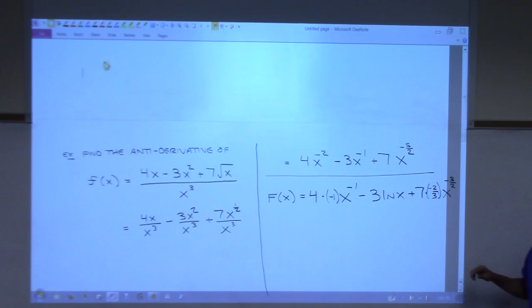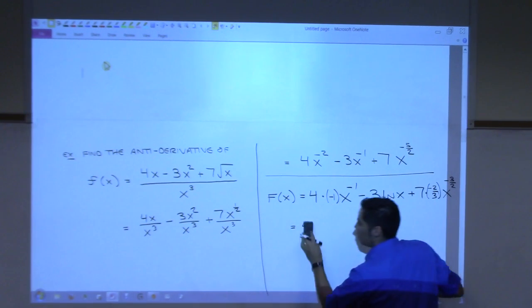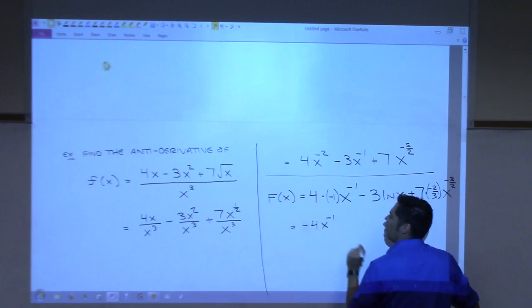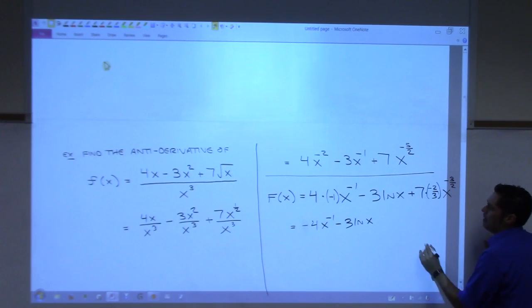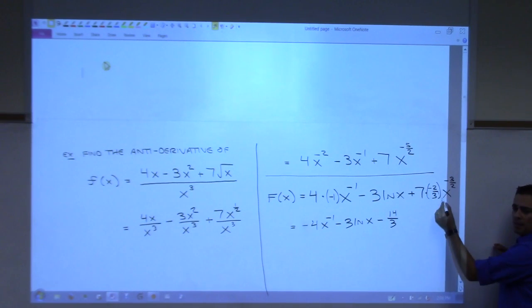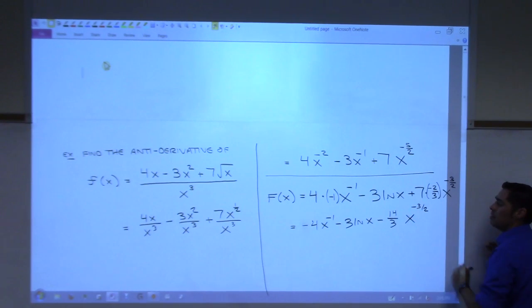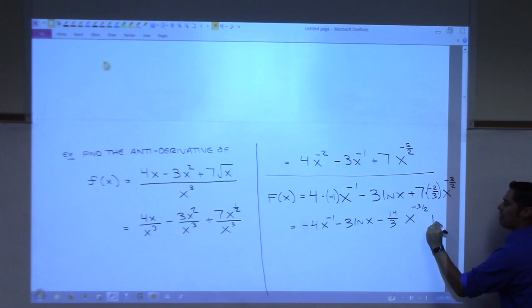Question? No? Okay, so this is what I have. I have negative 4 x to the negative 1 minus 3 natural log x, and then minus, over here, 14 thirds, because I just multiplied 7 times negative 2 thirds, negative 14 thirds, x to the negative 3 halves. Plus c, thank you. Plus c.